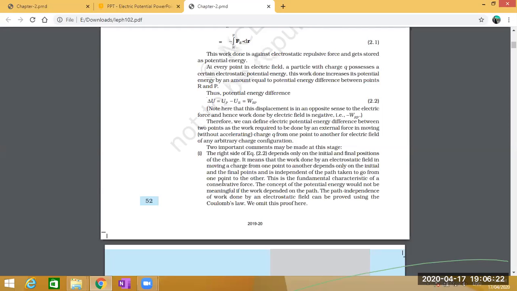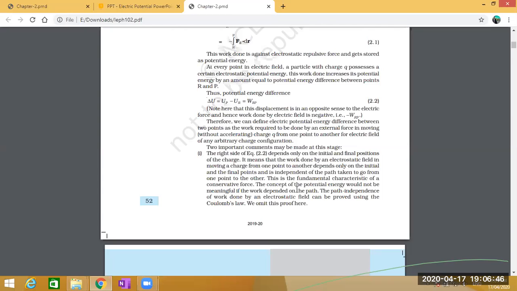So this word is important to write in the definition because you are in 12th class, not in class 10. So you must write that slowly. A charge when brought from infinity to a point slowly, then the amount of work done in bringing that charge from infinity to a point is stored as electric potential.